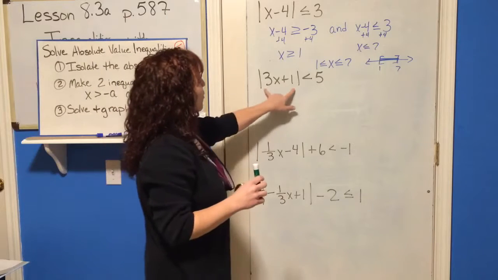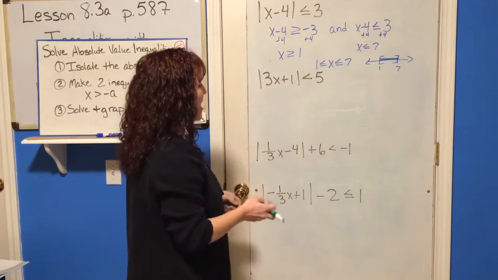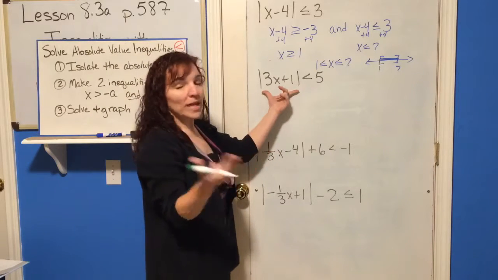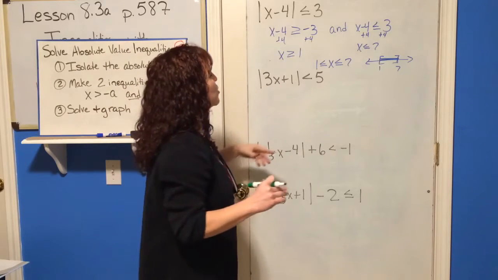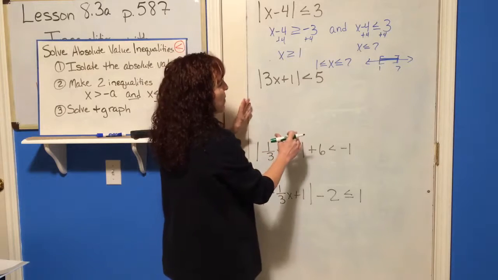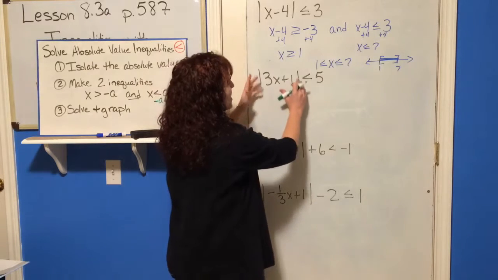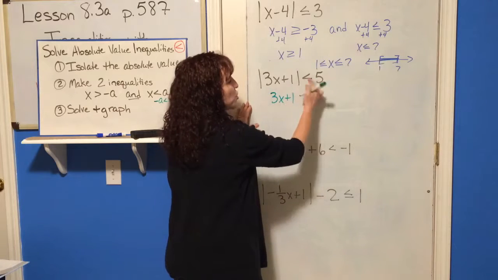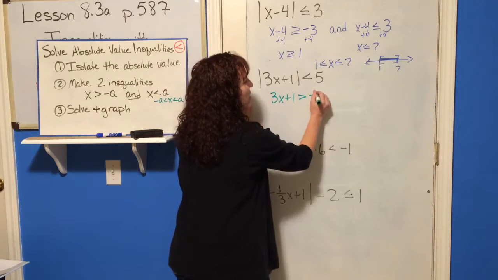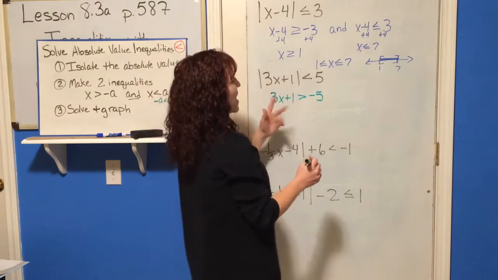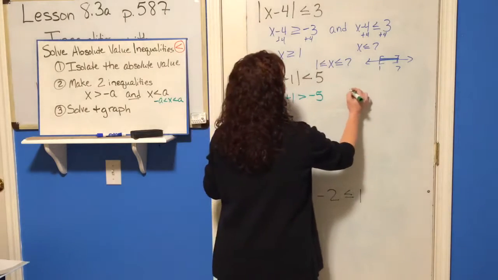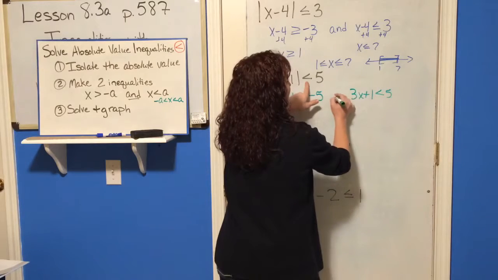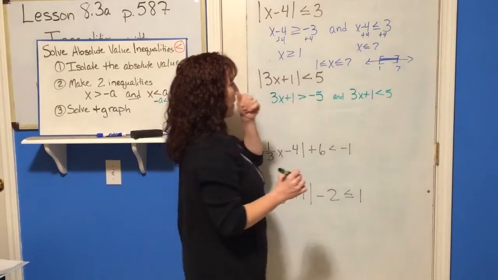The absolute value of 3x plus 1 is less than 5. Same thing again. The absolute value is already isolated, so that part's done. So what we're going to do is we're going to set it up. We're going to first take the absolute values away, switch our sign and say it's negative. And then we're going to take the absolute values away and just leave it alone. So 3x plus 1 is less than 5. And the and is what's in between.